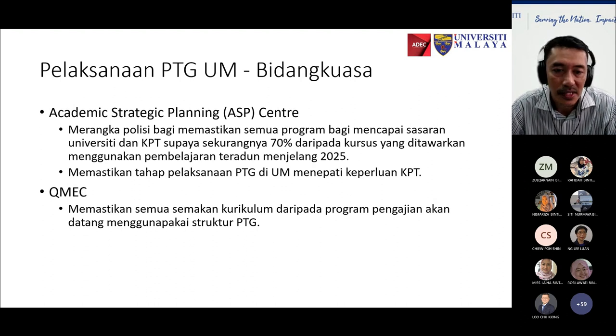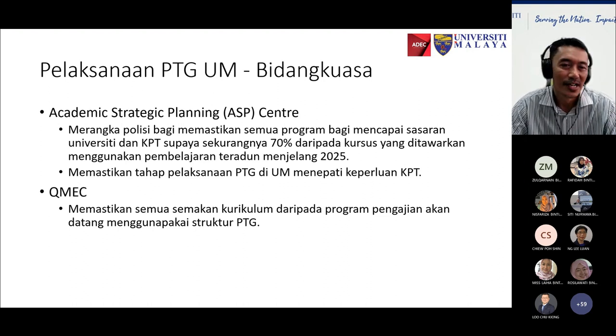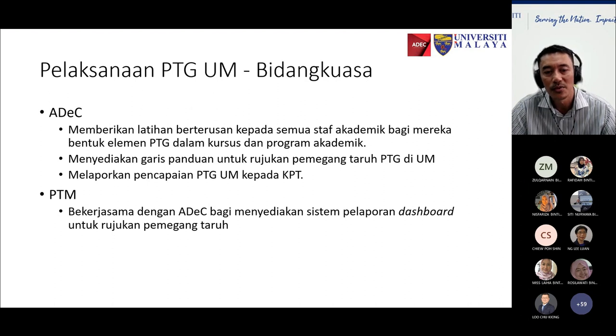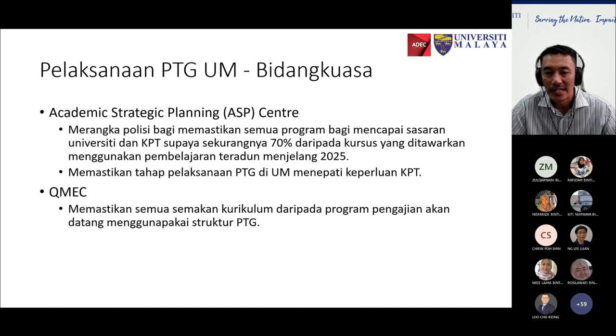So these are the bodies with authority over PTG in UM. I don't remember the English word for it. DSP is the body that designs the policy, making sure that the university achieves the required minimum use of blended learning by 2025 according to PPPT MPP. QMEC is the one that goes through the curriculum review, and these two centers will be the ones checking and making sure that everybody follows this policy.